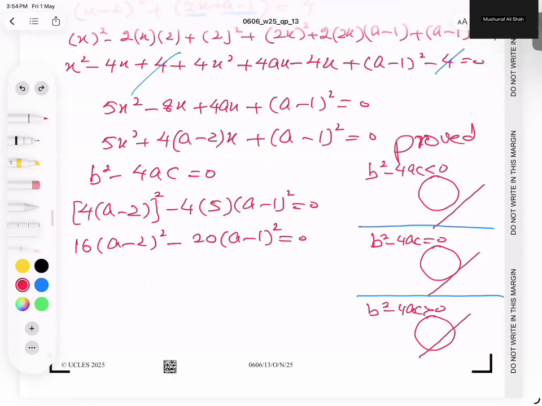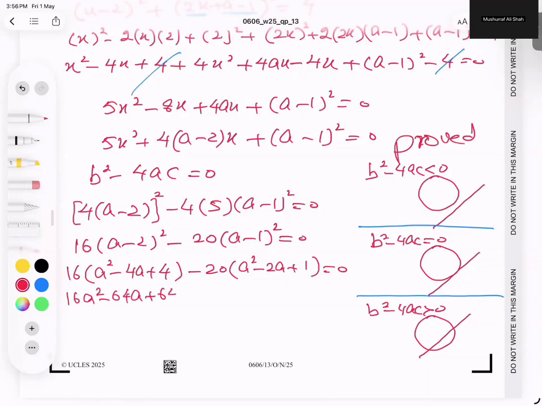So if you want to expand it, what happens inside: first term square, negative 2 into first term, second term, and second term square. Same here, students. 16a square, 16 4s are 64, sorry. And again 64 comes here, and negative 20a square, and positive 40a, and negative 20 equal to 0. So this and this will give us negative 4a square, and this will give us negative 24a, and this will give us positive 44 equals 0.